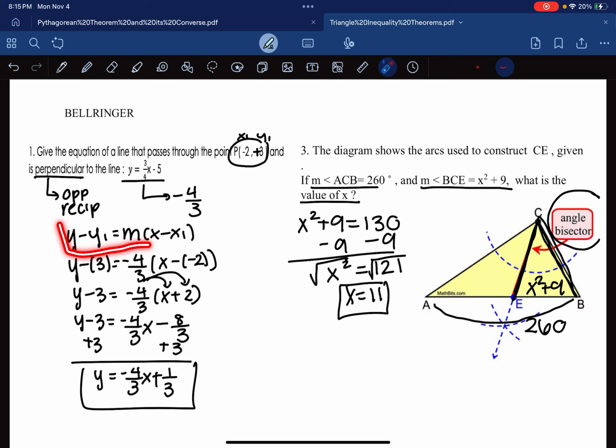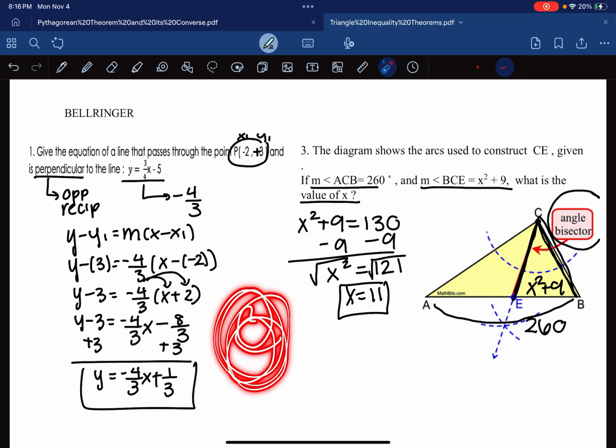We're using this point slope formula. Plug the 3 in, plug the -2 in. A negative and a negative gives me a positive. We distribute 3/4 x minus 8/3 because a negative times a positive is a negative. We add 3 at the end and we get y equals -3/4 plus 1/3.